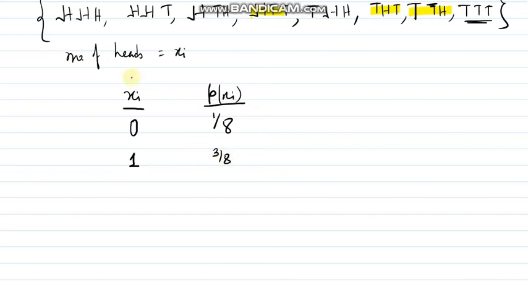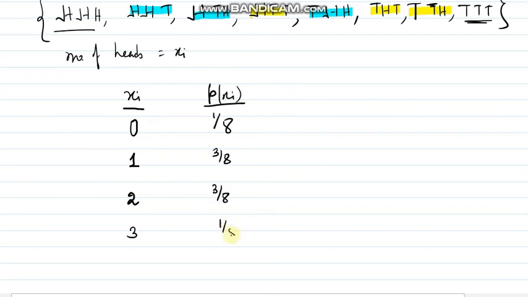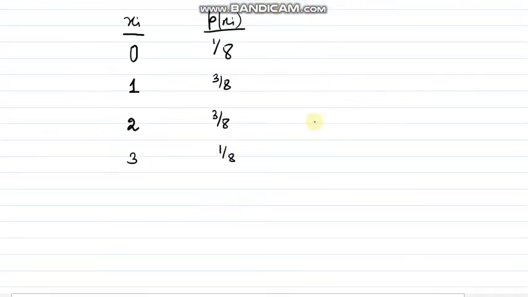The next one is 2 heads. What are the cases? 1, 2 and 3. These are the 3 outcomes again, so probability will be 3 divided by 8. And 3 heads, we have only 1 outcome, so probability will be 1 divided by 8. So after writing this, please do check what is your summation pi, or p of xi. This will always be equal to 1, because the sum of the probability of all the outcomes will be equal to 1.